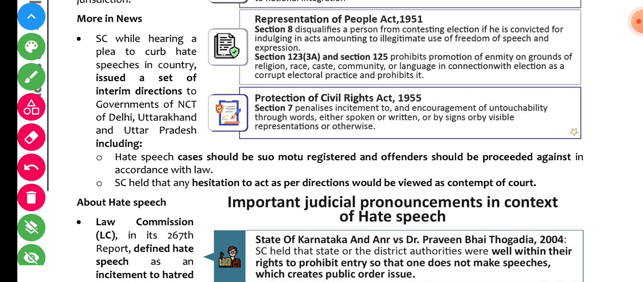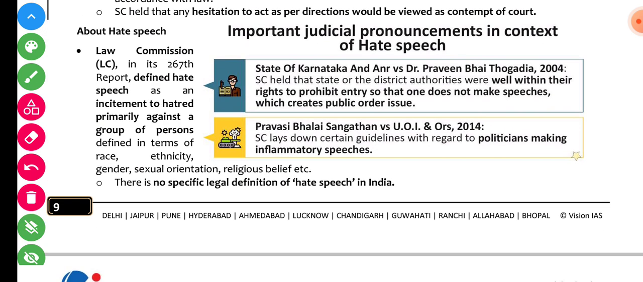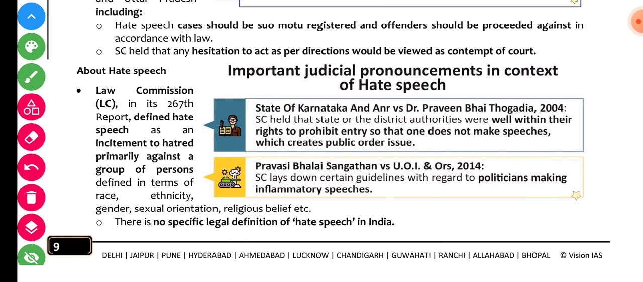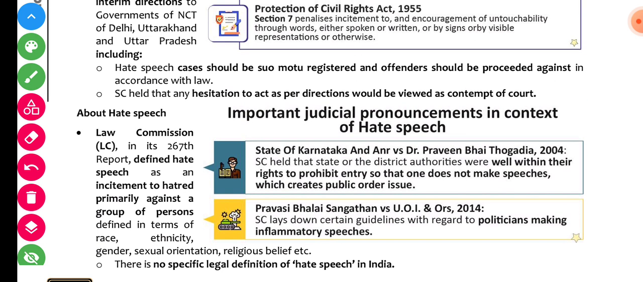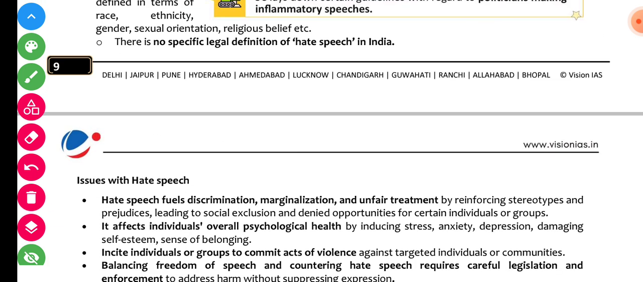The Supreme Court held that any hesitation to act as per directions would be viewed as contempt of court. Okay, and what is hate speech? The Law Commission in its 267th report defined hate speech as an incitement to hatred primarily against a group of persons defined in terms of race, ethnicity, gender, sexual orientation, religious beliefs. And hate speech is not mentioned anywhere in the Constitution or any other laws or customs. Okay, so here there is no specific legal definition of hate speech in India.